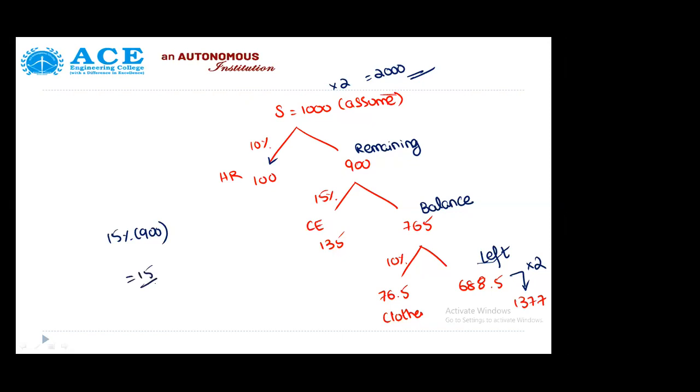15% means 15 by 100. You just check it out. We got 135. Right. Okay, rest, left, balance, those keywords you should be very careful about. Fine. Excellent.